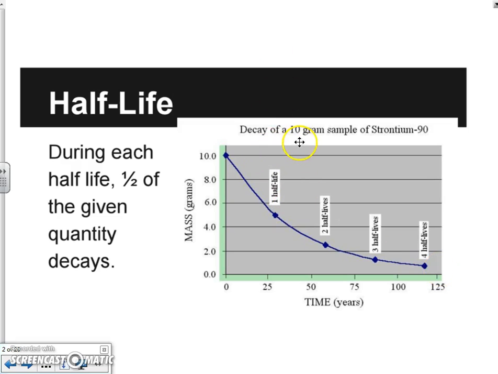So it looks like here for strontium-90 the half-life is about 28, 29 maybe. And again, that half-life, that time, stays constant, where each time we get to a half-life we lose 1/2 of the amount we initially had.